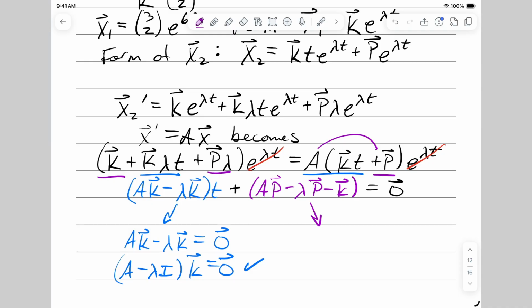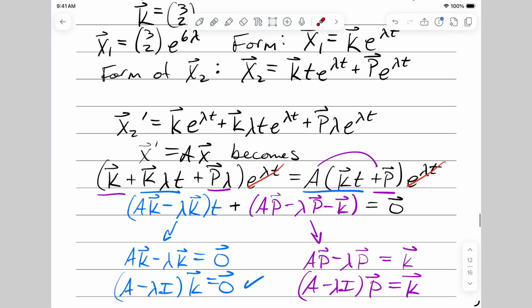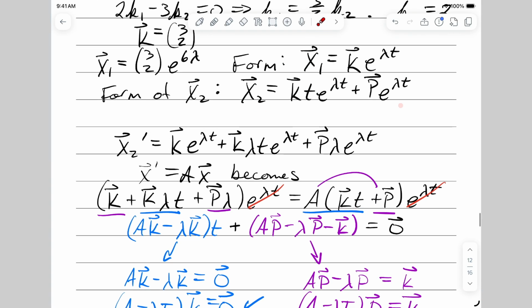The new terms here that have p in them give us (A − λI)p − k = 0, but I'm going to write it as equals k. And then we have (A − λI) times p is equal to k. What this tells us is once we've found k, we can use it to find p. We then form our solution x2, and that together with x1 gives us the general solution.